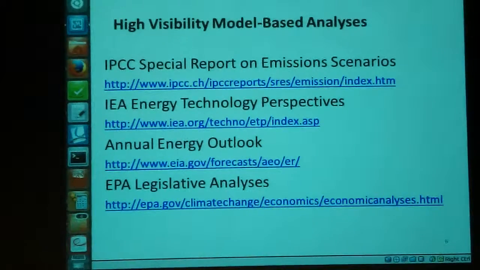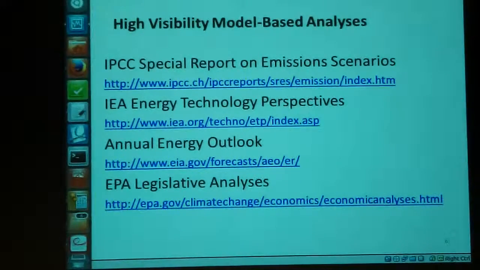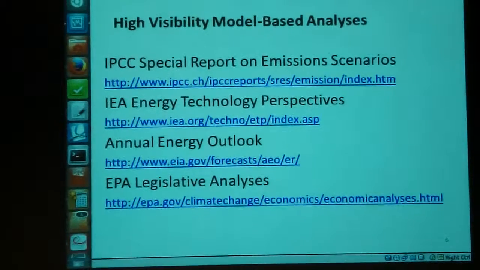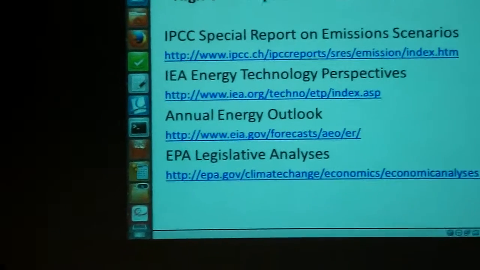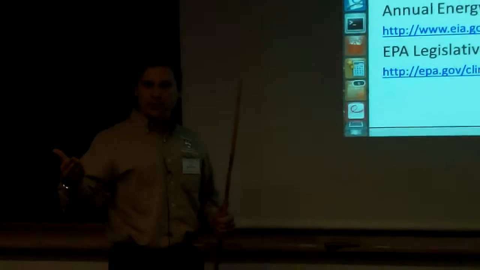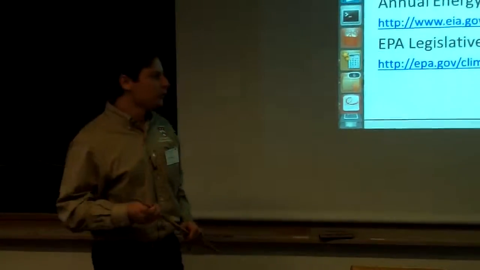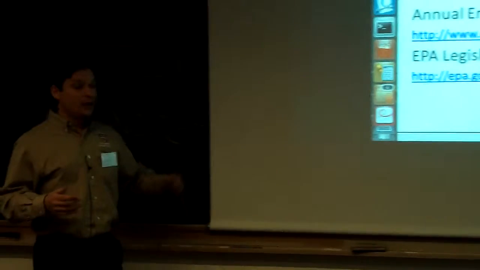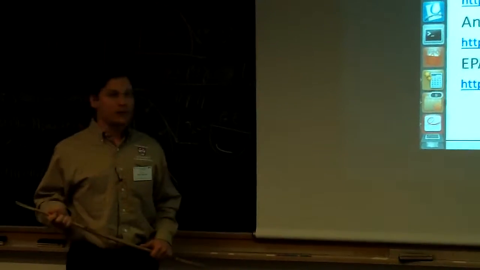And then the US EPA does legislative analyses. So if there's a member of Congress who's proposing a bill, they'll send the key components of the bill to EPA and say, hey, analyze this, tell me what the impacts are. Okay? And they use energy economy optimization models to do that.